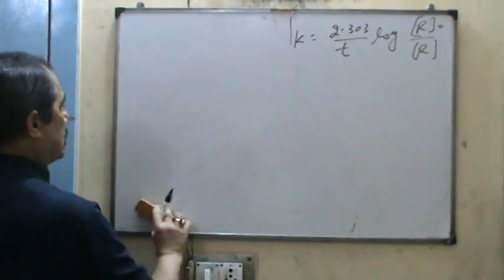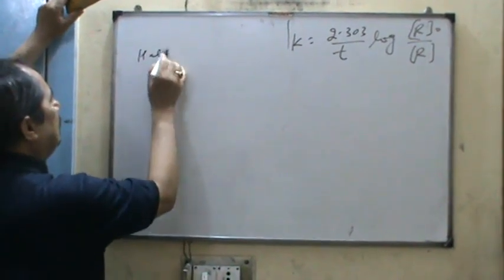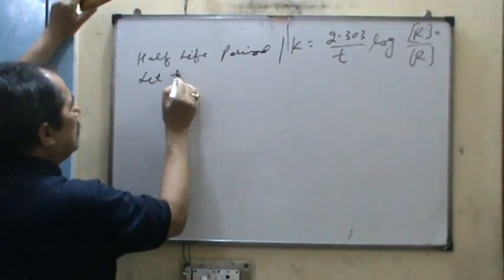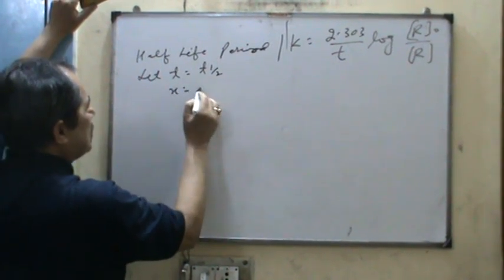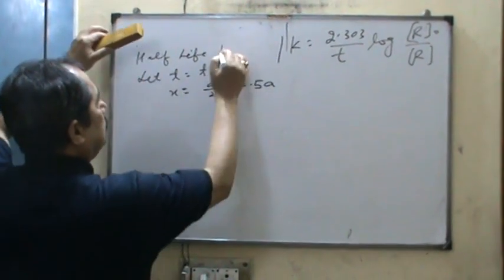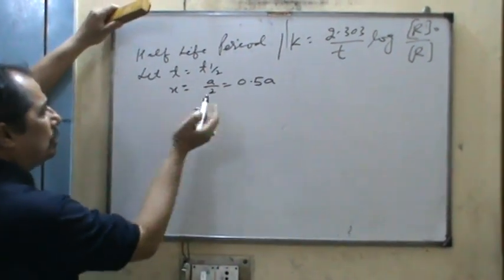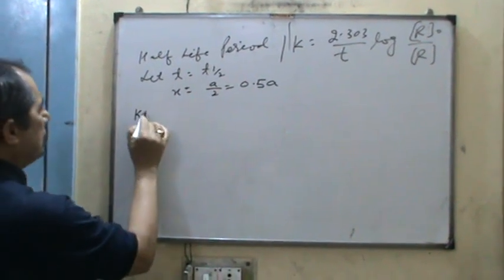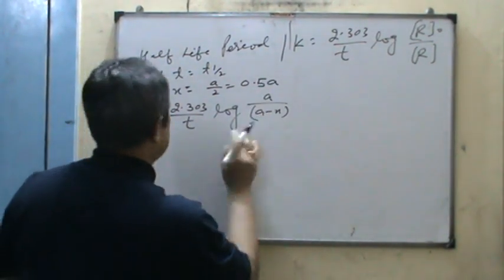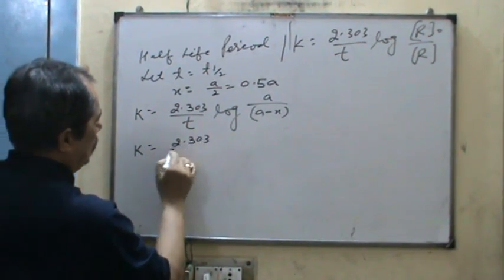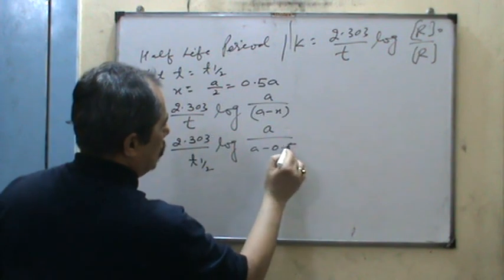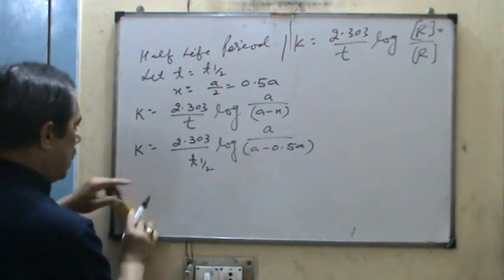It is a derivation of what order? First order reaction. How can you apply it with half-life period? My dear students, you know the half-life period. Let t is equal to t half, x is equal to a by 2, you can say 0.5a. From the first order kinetics, k is equal to 2.303 upon t into log of a upon a minus x. So k is equal to 2.303 upon t half into log of a upon a minus 0.5a.